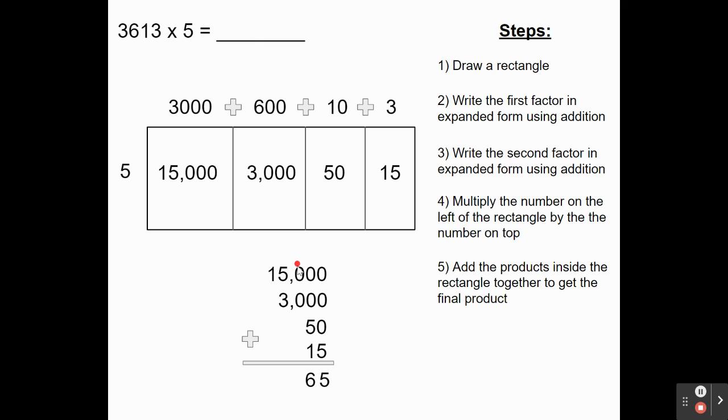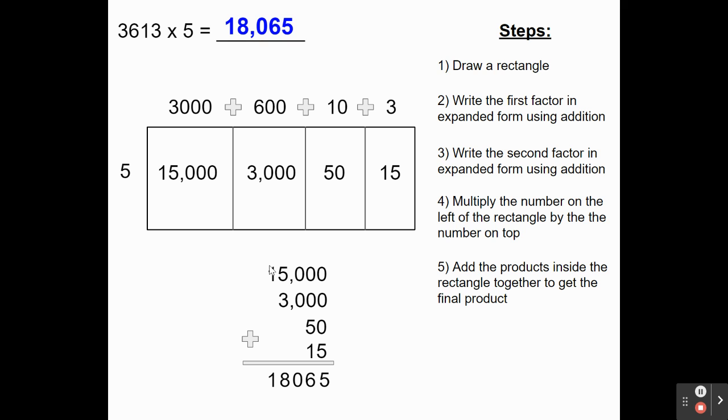In the hundreds place, we have 0 plus 0 is 0. In the thousands place, we have 5 plus 3, which is 8. And in the 10,000s place, we have 1 plus nothing, which is 1. So our final product, or the area of the entire rectangle, is 18,065.